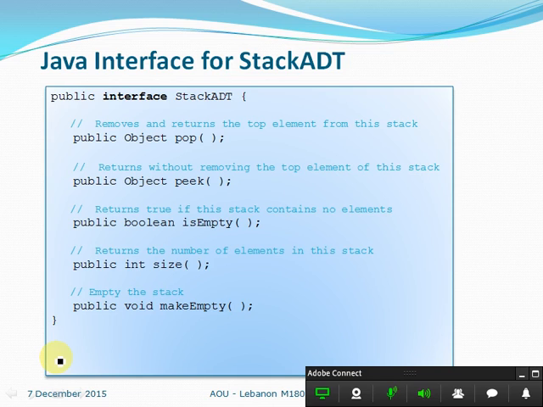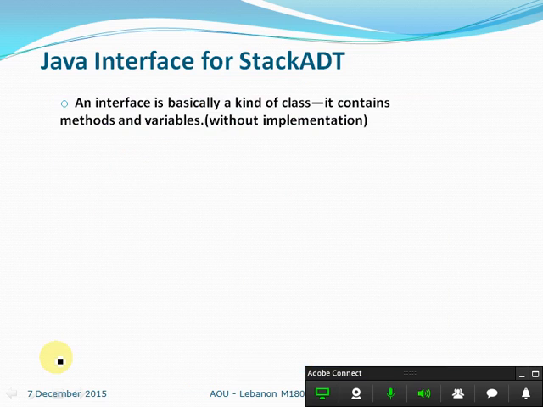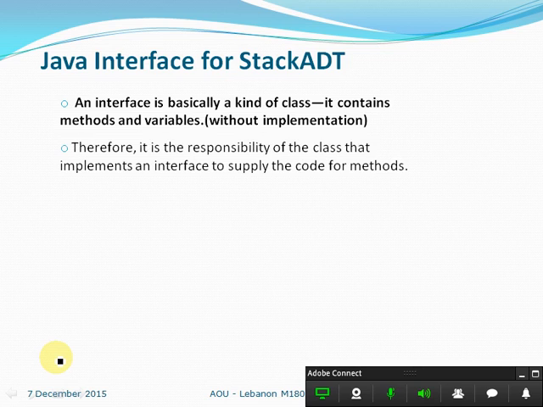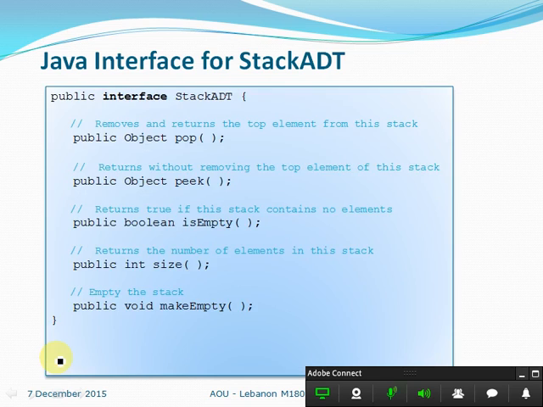There is another method to be added over here, push. Push will take an argument as an object and it will push the element into the stack. Now an interface basically is a kind of class. It contains methods and variables without implementation, as I explained over here. So the general definition is given here. Therefore it is the responsibility of the class that implements an interface to supply the code for the methods. Whichever class is using or implementing this interface should write the code for these methods.